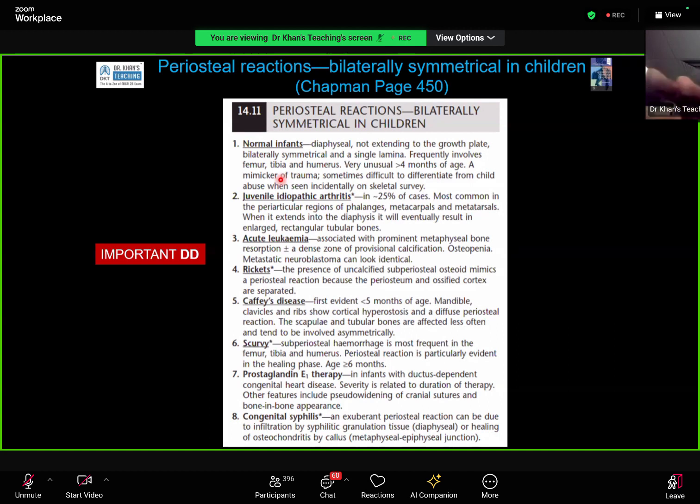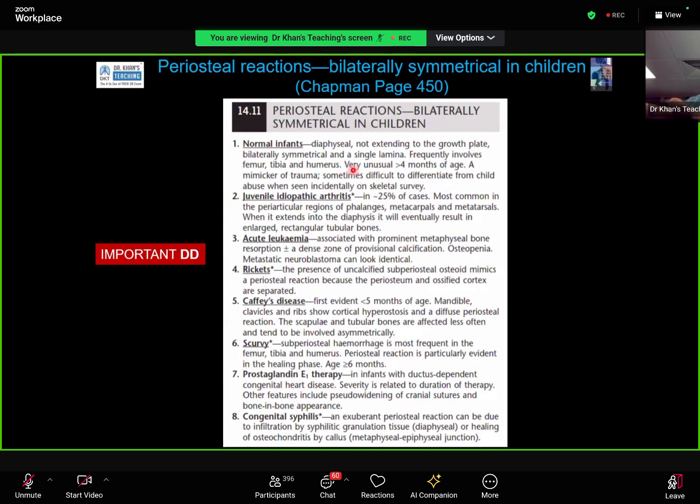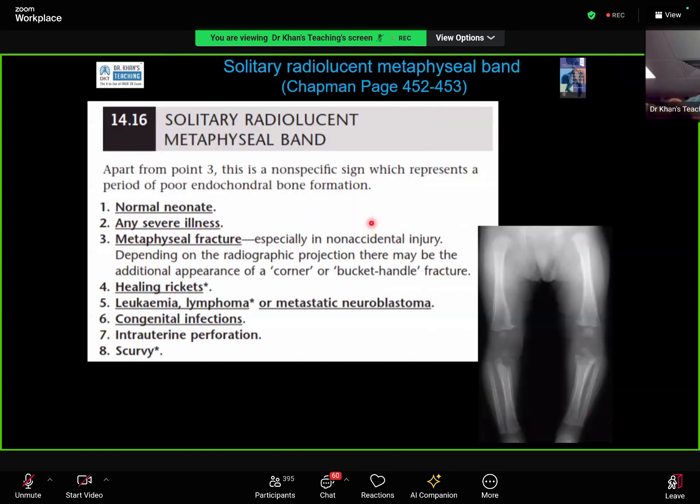The second thing is the radiological features. Let's go back. You did initially tell me that it is a normal physiological periosteal reaction. Normal physiological periosteal reaction: diaphyseal, not involving the growth plate, bilateral, smooth, single laminar, in the fibula, femur, tibia, humerus; very unusual at more than 4 months; can mimic trauma. This is what is written there. We'll come back to this.